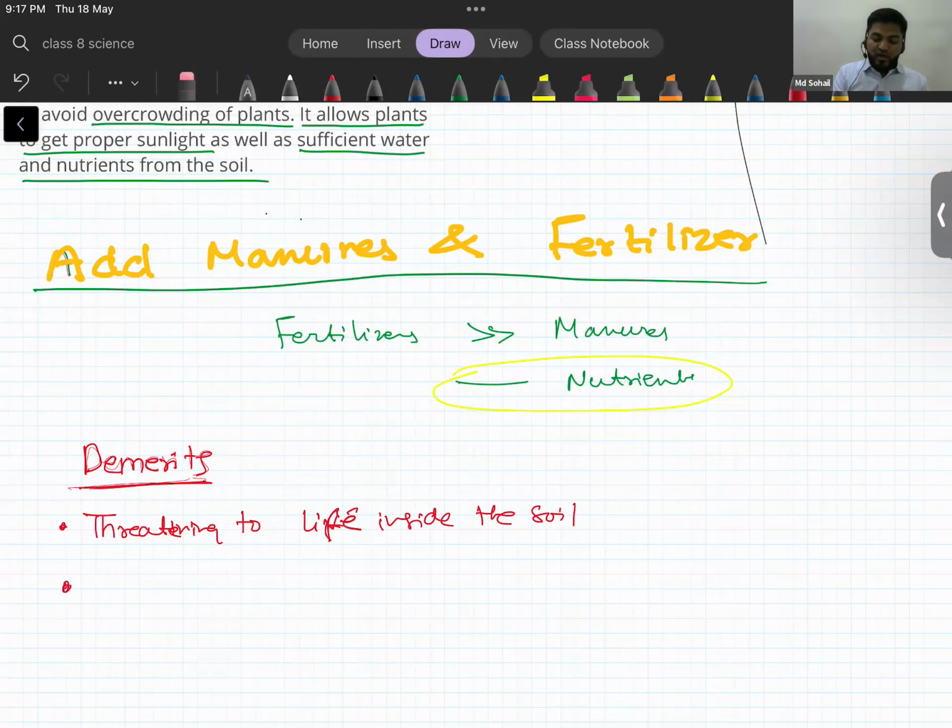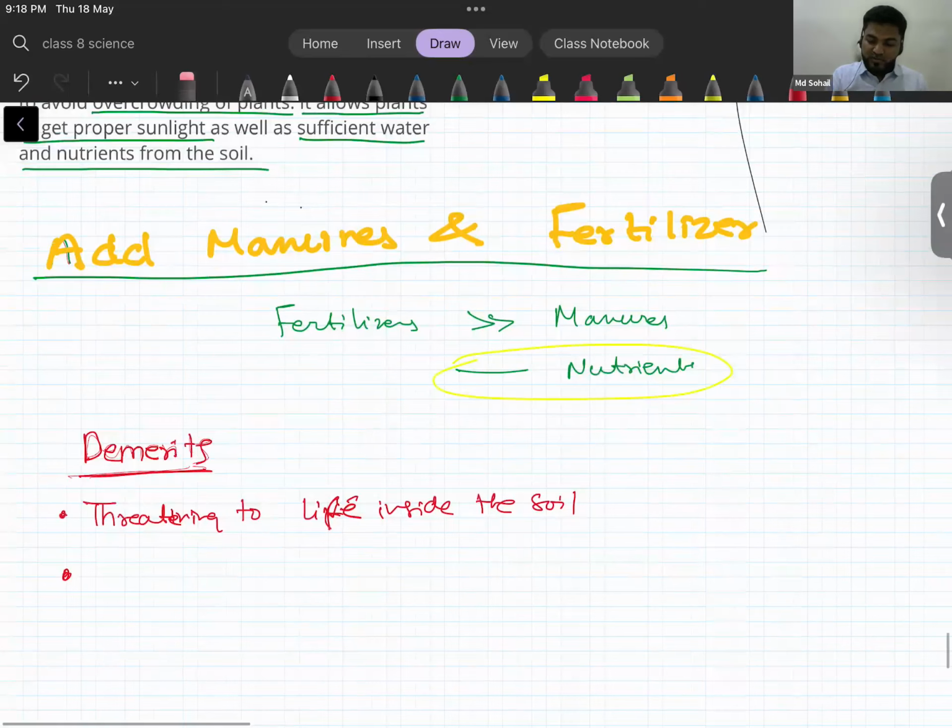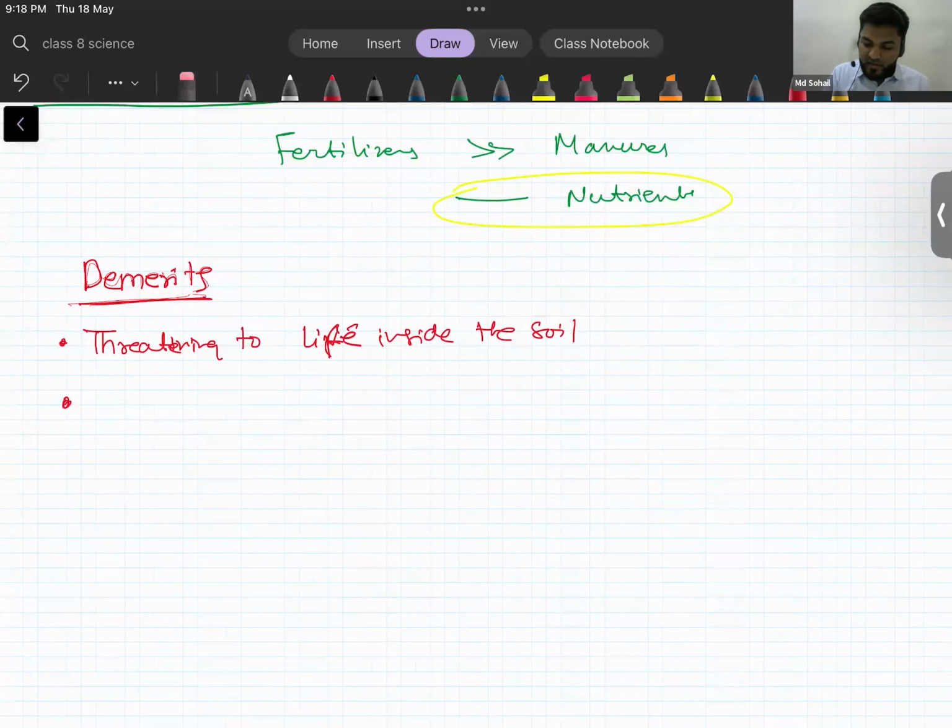What else? Let's say someone adds an excess amount of fertilizer into the soil and there is a rainfall in that particular area. Because of the rainwater, the excess fertilizers will run off into nearby water bodies. Suppose this is a piece of farmland here.